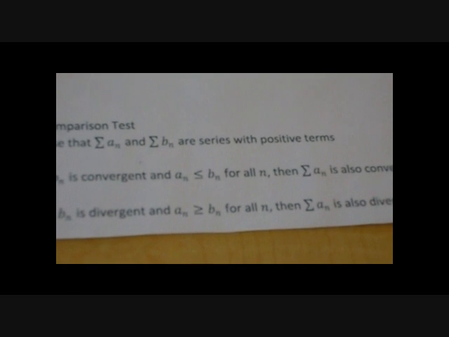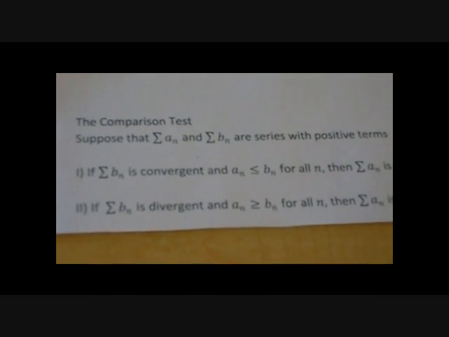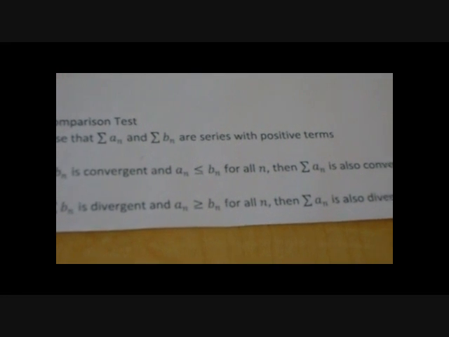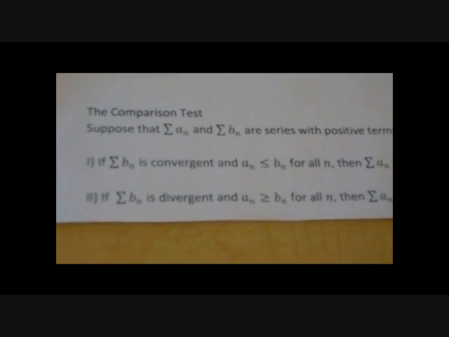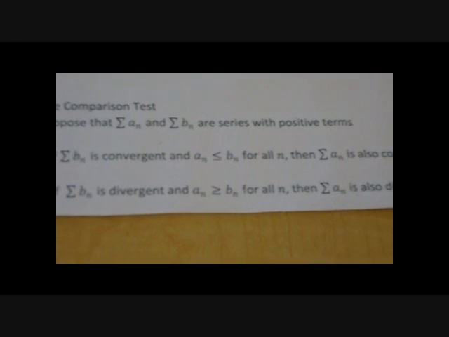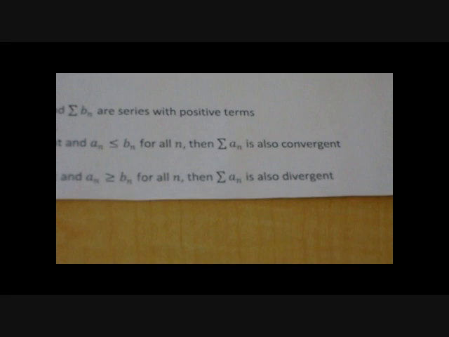The comparison test. Suppose that we have two series, the sum of an and the sum of bn, and these series are series with positive terms. The first part of the comparison test states that if the sum of bn is convergent, and the terms an are less than or equal to bn for all n, then the sum of an is also convergent. Part 2 states that if the sum of bn is divergent, and the terms an are greater than or equal to bn for all n, then the sum of an is also divergent.